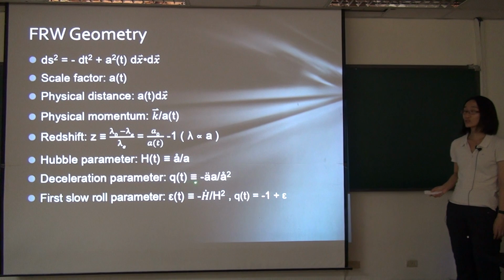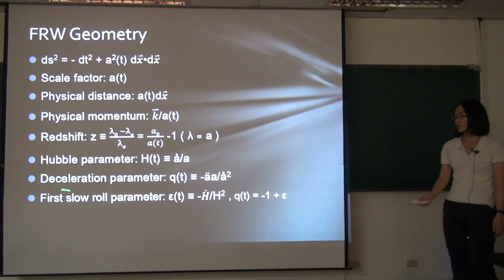Okay. And the deceleration parameter, you see the second derivative. So this is the concept of acceleration. So this tells us whether or not our universe is accelerating. But the funny thing is there's a minus sign here. So that means if you see a negative value, the universe is accelerating.